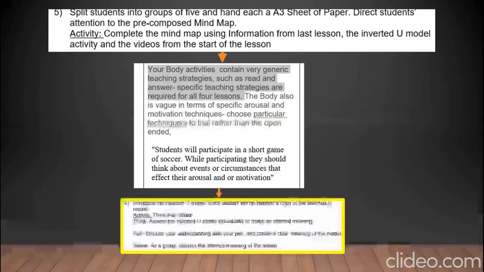During Milestone 2, Vincent also gave me feedback as shown here. Your body activities contain very generic teaching strategies, such as read and answer. Specific teaching strategies are required for all lessons. To address this issue, as I explained previously, I've researched scholarly articles to incorporate specific teaching strategies.